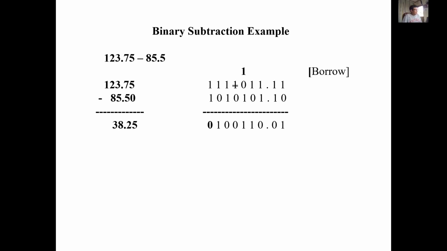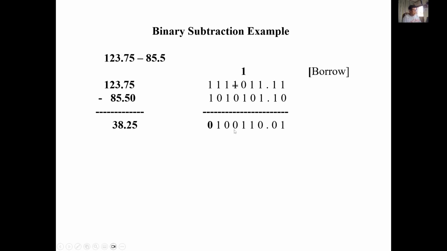Okay. For example, we have the following values. 123.75 minus 85.5. We are not yet converting 85.5 to a negative number. So 1 minus 0 is 1. 1 minus 1 is 0. 1 minus 1 is 0. 1 minus 0 is 1. Now 0 minus 1 cannot be. So we will borrow the 1 on the left. So this 1 is actually a 2. So when we say 2 minus 1, this is a 1. And this borrowed 1 becomes a 0.